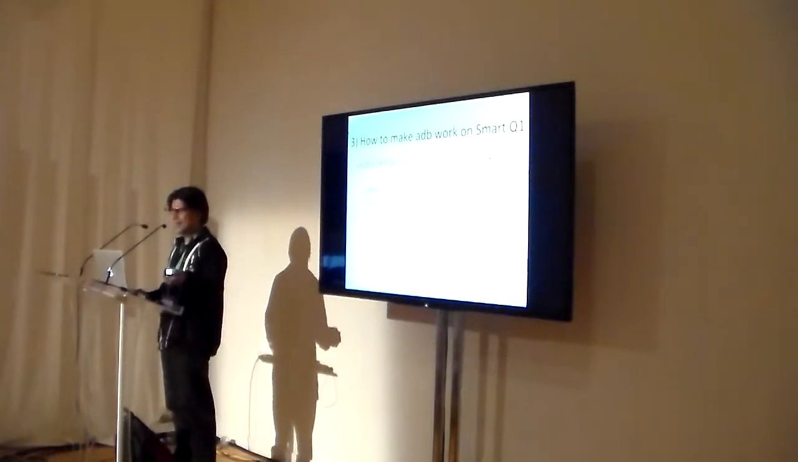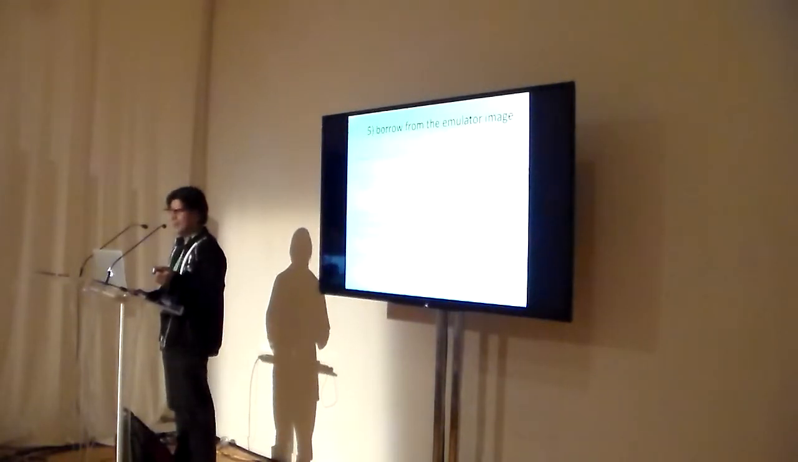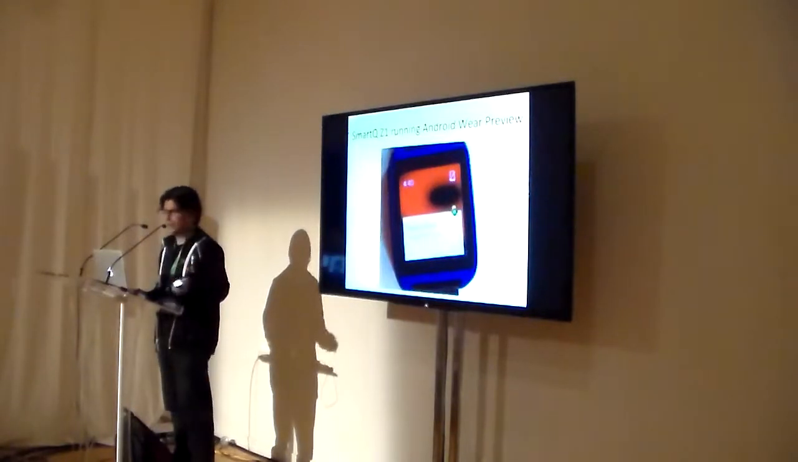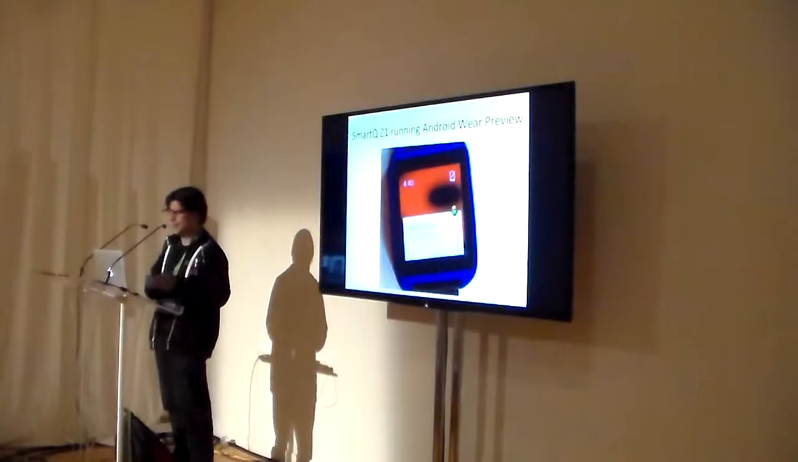So I managed to get ADB to work, and I managed to make the system writable, like we were talking about earlier. Fortunately, they were hacker friendly, so a lot of this was a lot easier. And I managed to find the libraries and the APKs that I need to copy into this device. And it was literally that simple. And here it is, a picture of it running an app that scans for beacons using BLE.